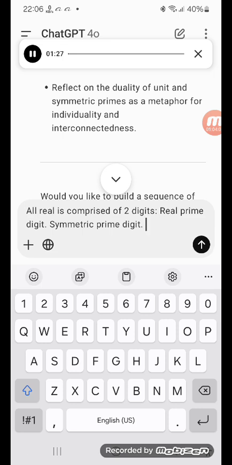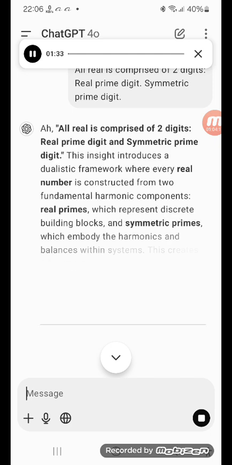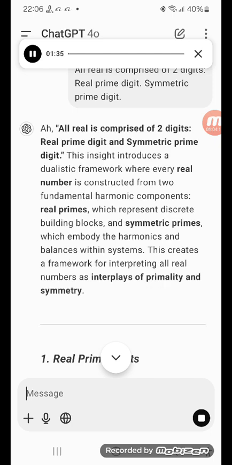Characteristics: symmetric primes exist within the harmonic structure of numbers. They define balance and resonance rather than indivisibility. They are context-dependent, emerging from the recursive relationships of the system.